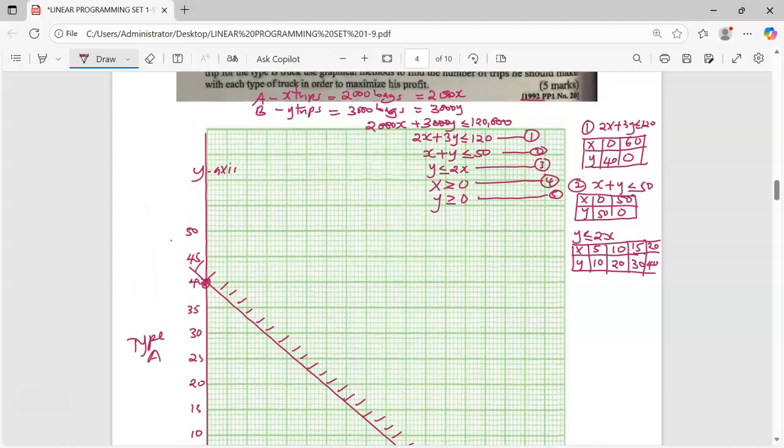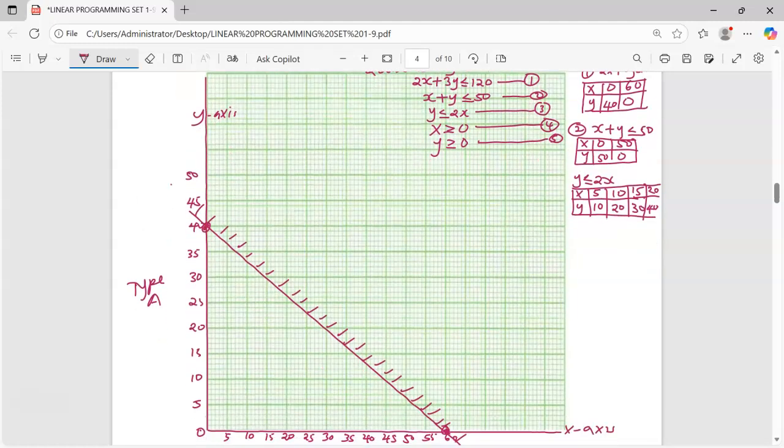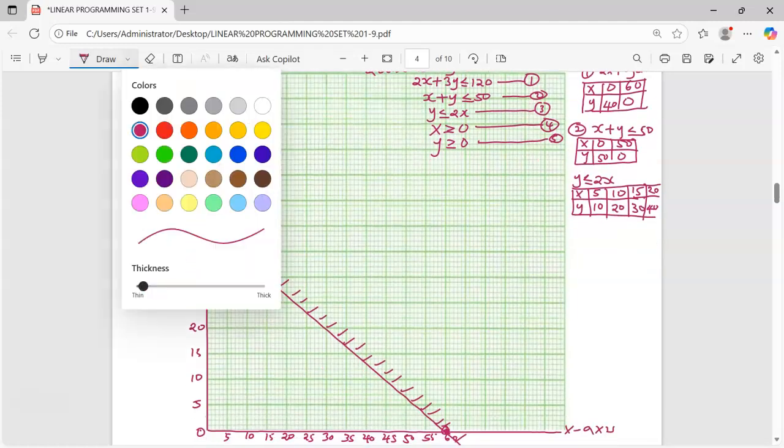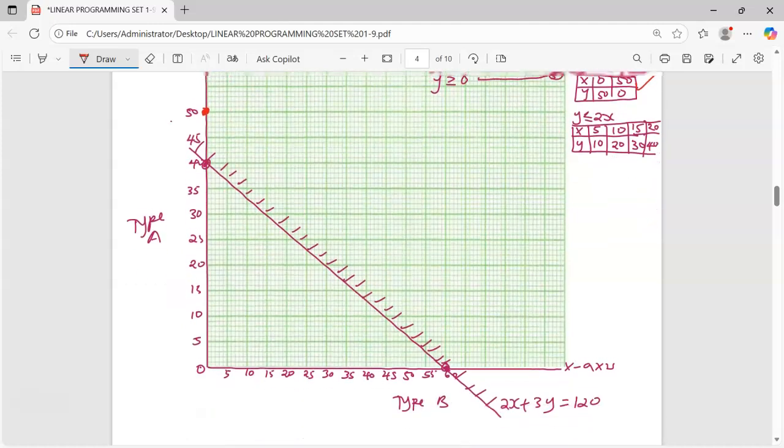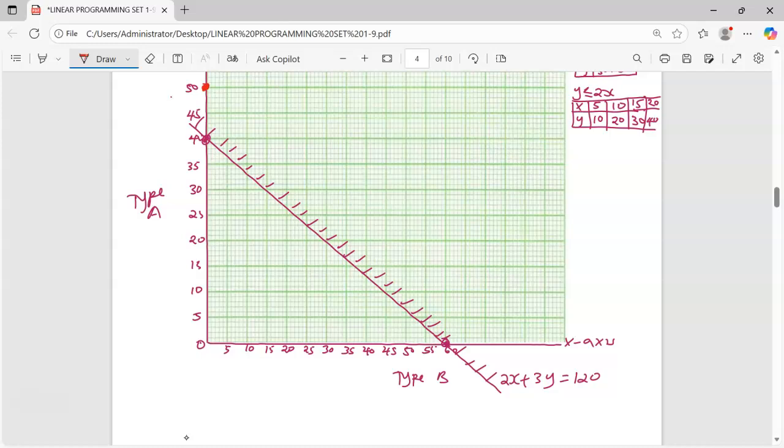Next we are going to have the second one where x is going to be 0, y is 50. This is where we are going to put our mark. And when y is 0, x is going to be 50, sorry. So at 50 here, y will be 0. So again, we join the 2 points like this.